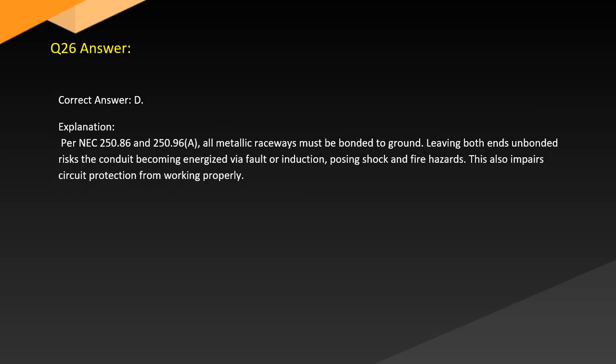Answer. Correct answer: D. Explanation. Per NEC 250.86 and 250.96, all metallic raceways must be bonded to ground. Leaving both ends unbonded risks the conduit becoming energized via fault or induction, posing shock and fire hazards. This also impairs circuit protection from working properly.